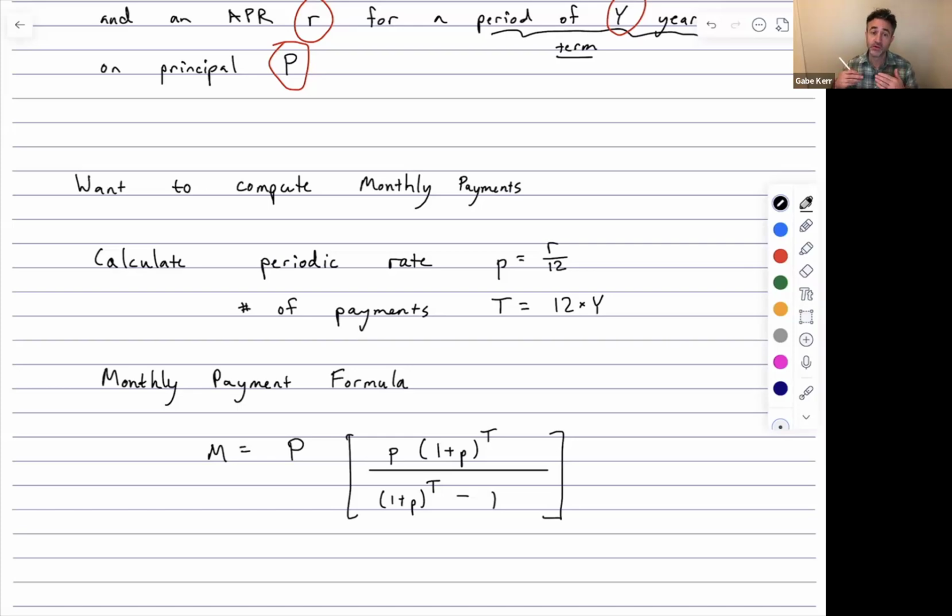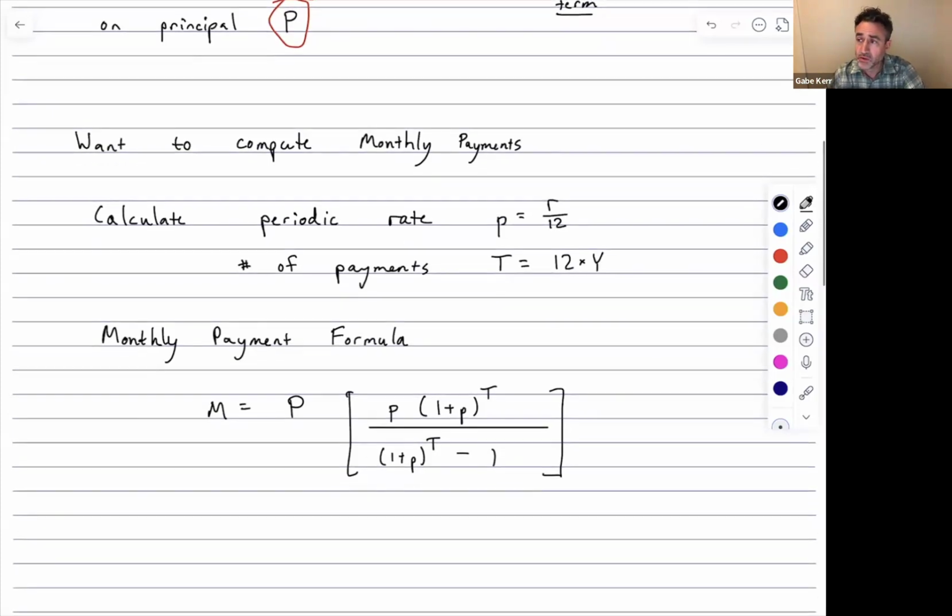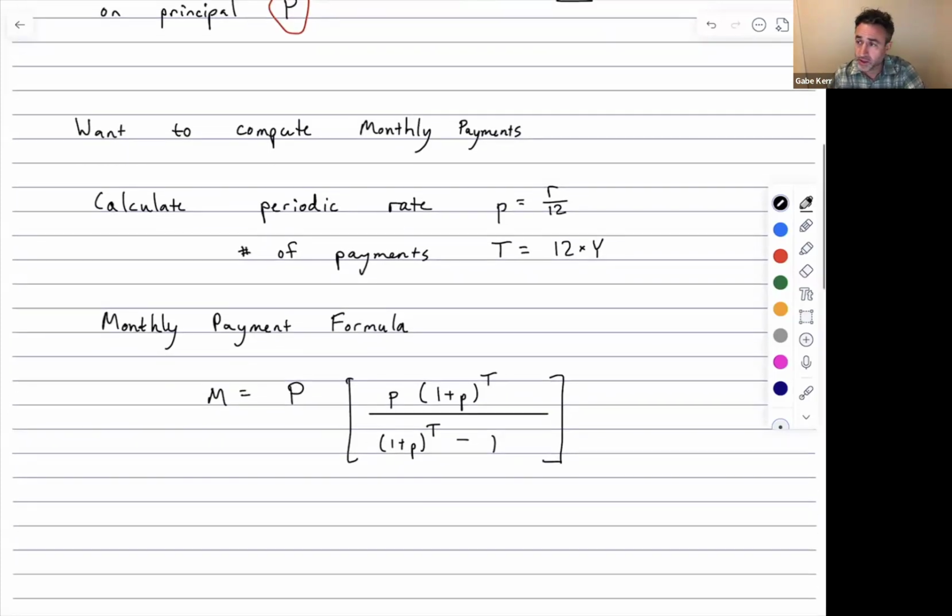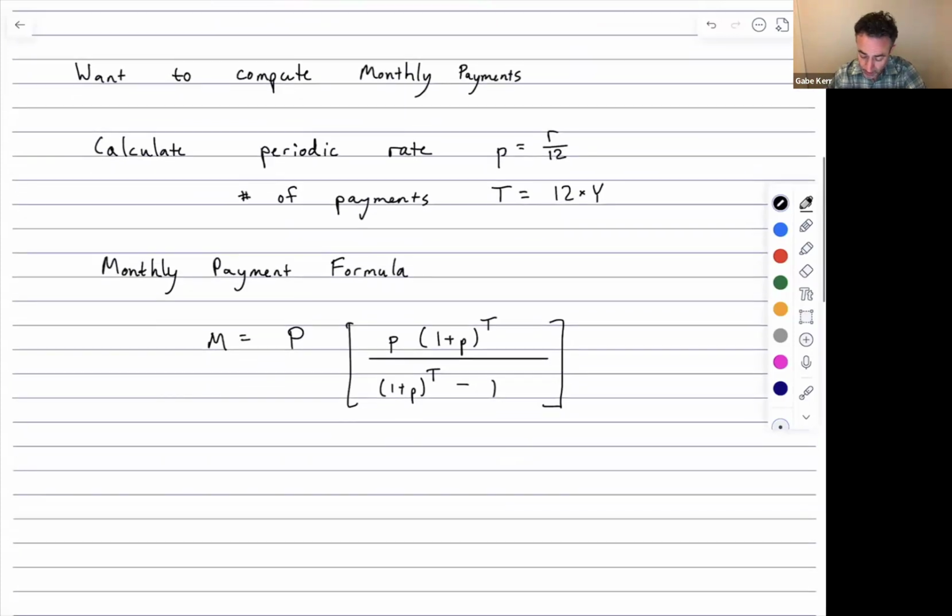The important thing is that you know what factors are going in and then how they affect your payments, how much you're paying, and how long you have to pay. But let's go ahead and use this formula in a simple example.